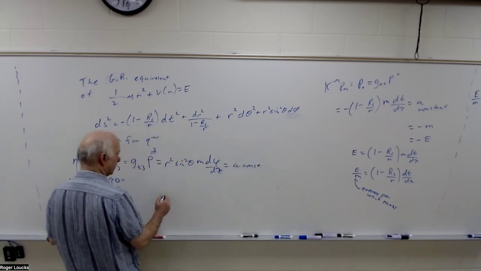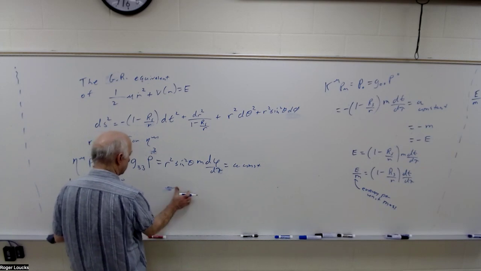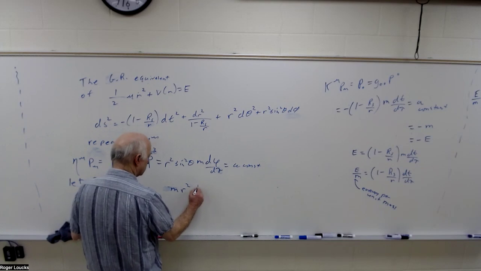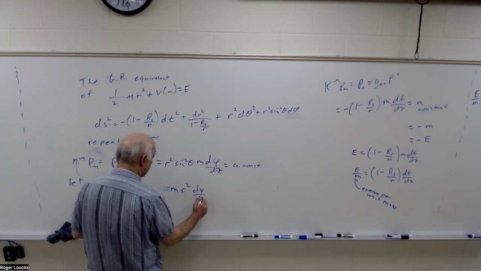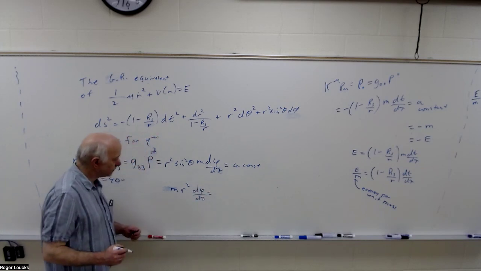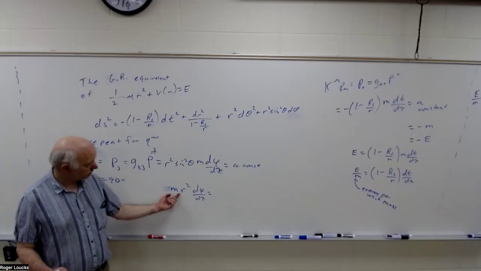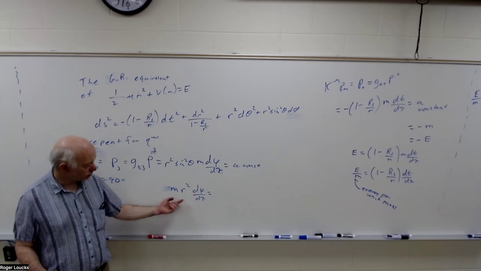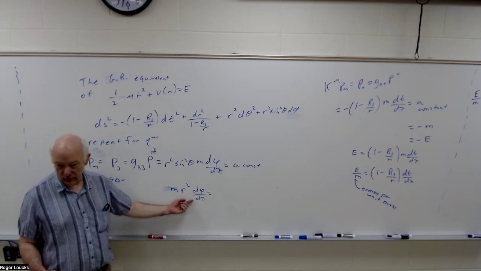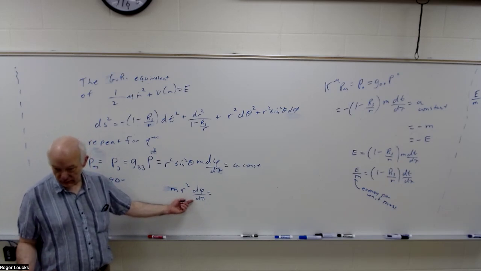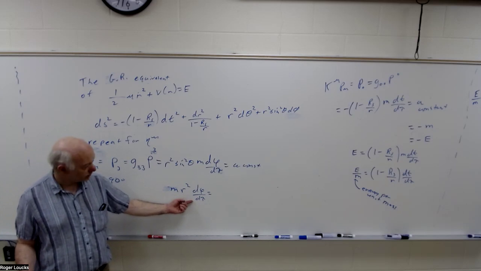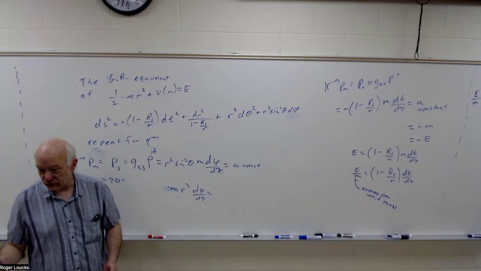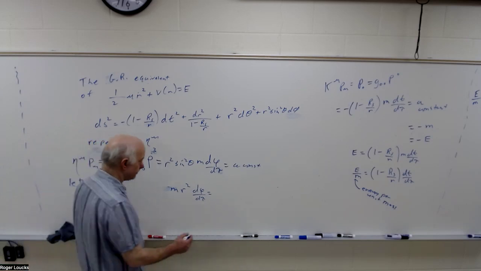So we put this all in here, we get M R squared d phi d tau equals. Well, M R squared is our moment of inertia, and d phi d tau is our angular velocity, kind of properly understood. So what would be a good name for this? The angular momentum about the z-axis. I'm just gonna call it L.